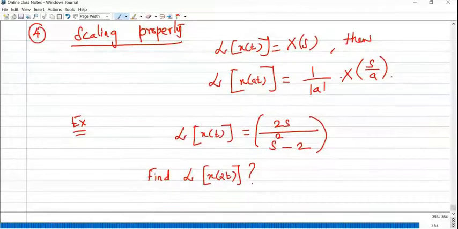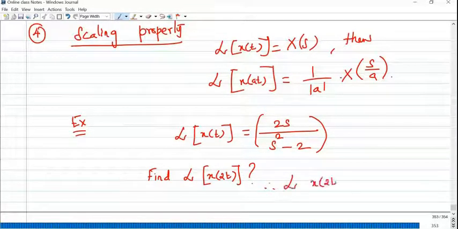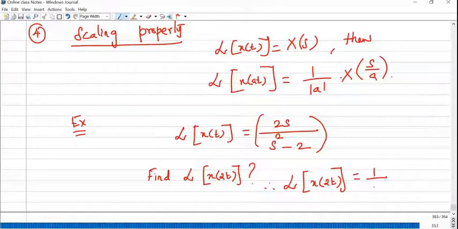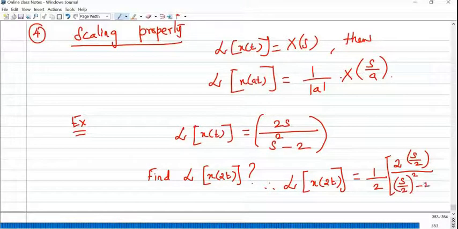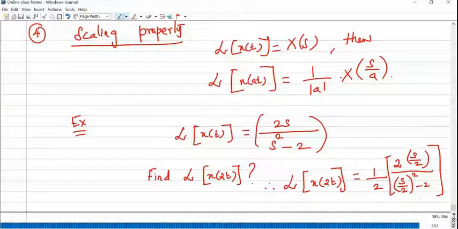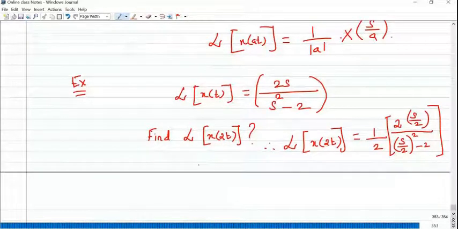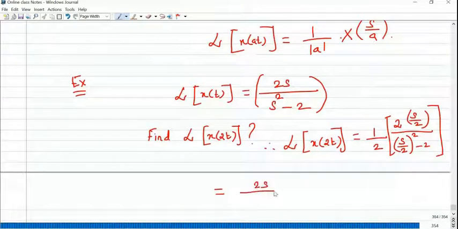So in this situation you can use the scaling property. X of t, x of s, x of a t, 1 divided by modulus a, x of s by a. So therefore, the Laplace transform of x of a t, here a value is 2, equal to 1 by modulus a, so 1 by 2 into 2s divided by s square minus 2, wherever s is there, s replaced by s by 2. That is the meaning of x of s by a: all s replaced by s by a. So it becomes s by 2 whole square minus 2. This way you can apply the time scaling property for solving problems. If I simplify this, you will get 2s divided by s square minus 2.